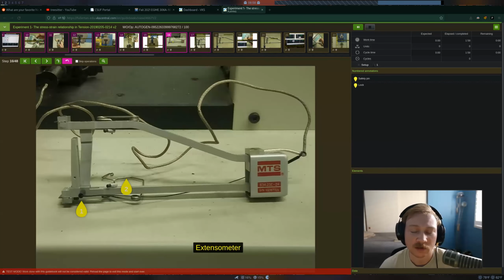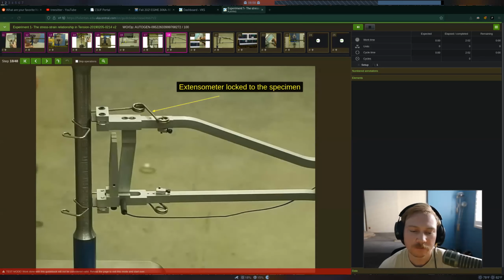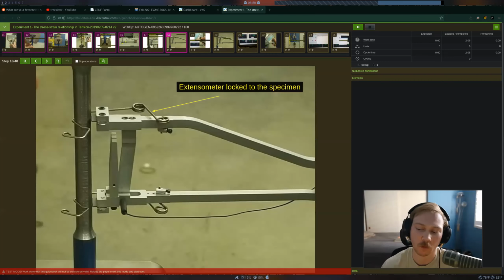Again, this is the extensometer that we have in the first lab. By the way, I don't think I mentioned it. If you're curious, what this does is it basically deforms at the same rate as the material that it is attached to. And that deformation gets sent to the computer, and from that we can calculate the strain.